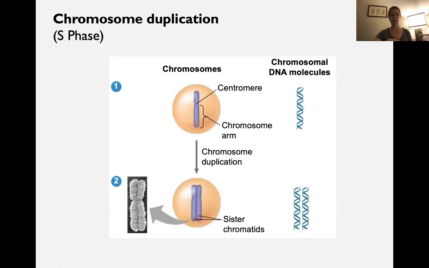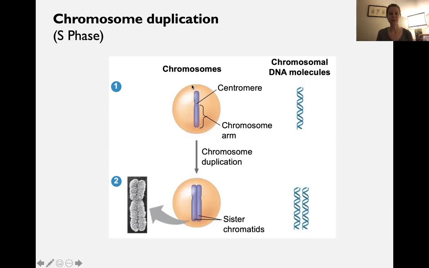This is just sort of a simple image of what happens during chromosome duplication or the S phase of interphase. So like I said, there's a lot that goes on to actually make that copy, but we're not going to go into that just yet. We're just going to imagine that, boom, magically you have two copies of DNA.